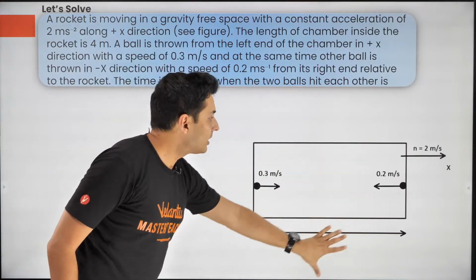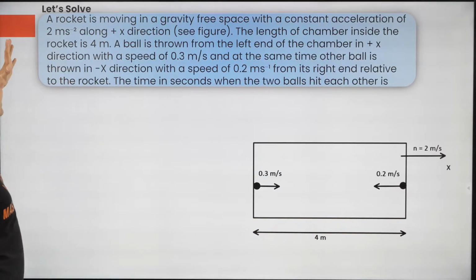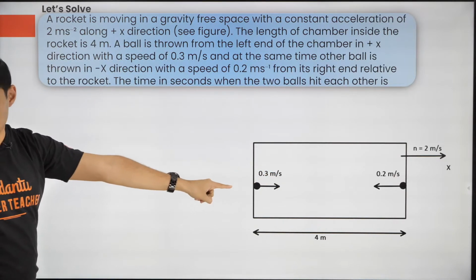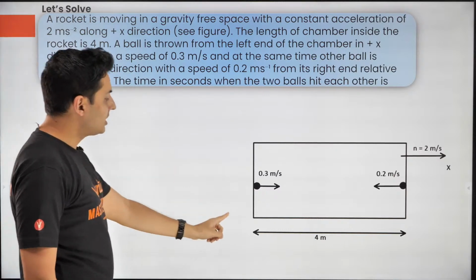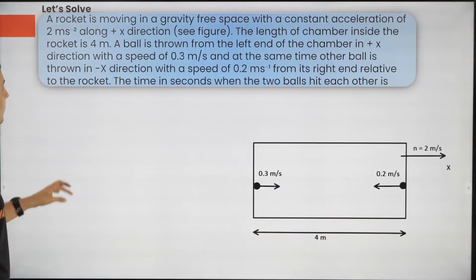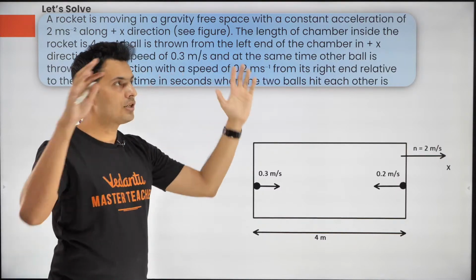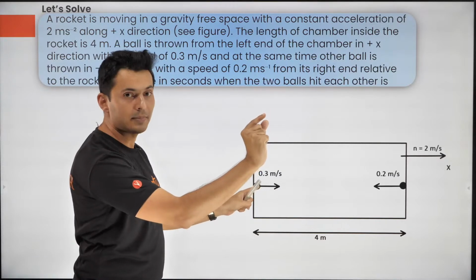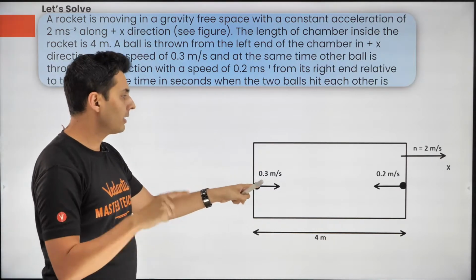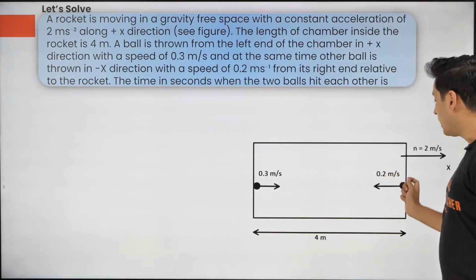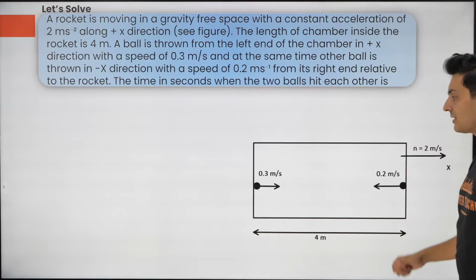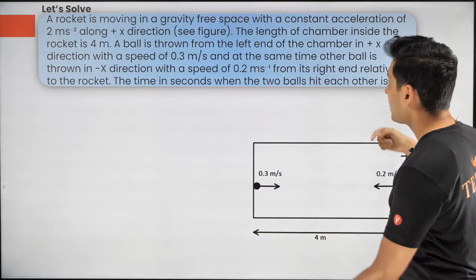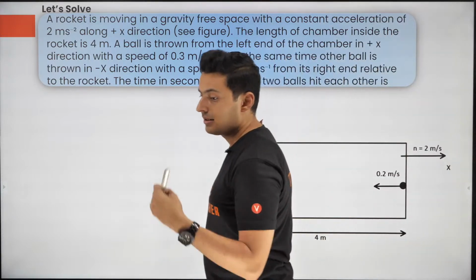Now, this rocket is accelerating with 2 meters per second squared along the x direction. The length of the chamber is 4 meters, and you are inside that chamber. This rocket is accelerating. You take a ball and throw it with 0.3 meters per second relative to the rocket this way, and from the other side, you take another ball and throw it with 0.2 meters per second this way. Remember, it's in a gravity-free space environment. The question is, after how much time will the two balls hit each other?